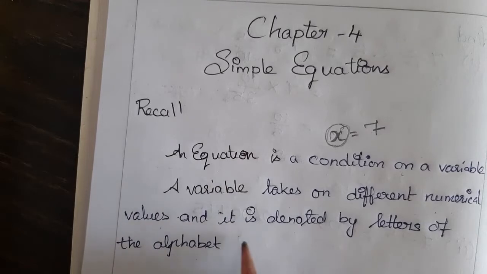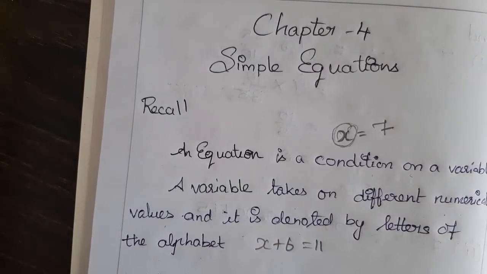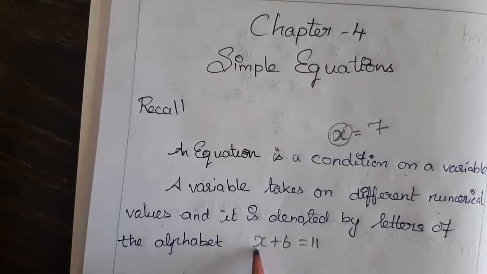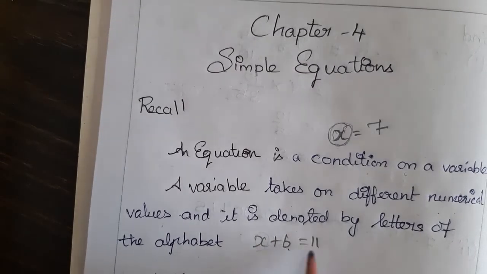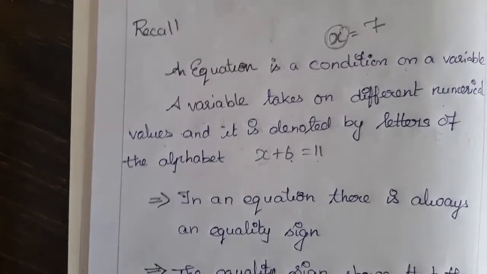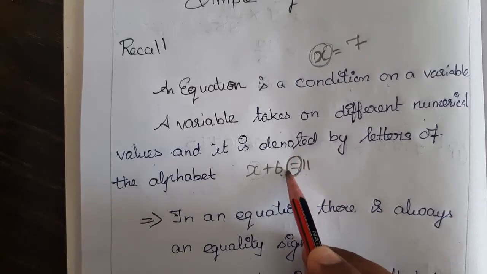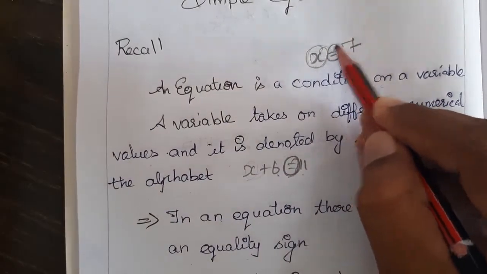One more example of an equation: x plus 6 is equal to 11. This is the condition given: if the variable x is added to 6, the value will be 11. Right? So in an equation there is always an equality sign. This is the equality sign.